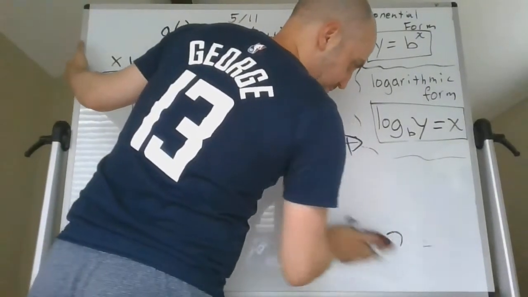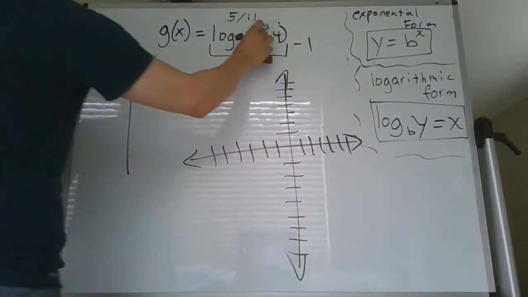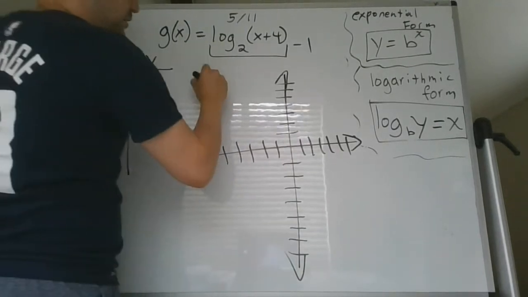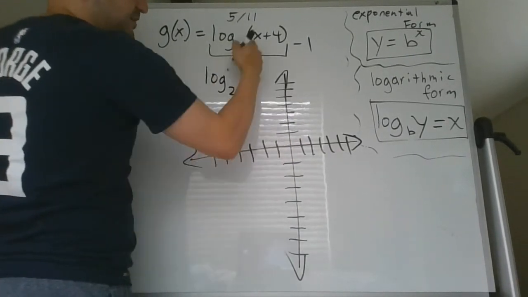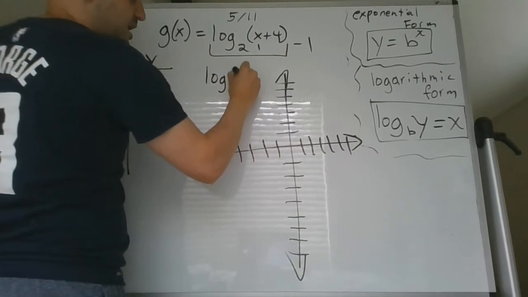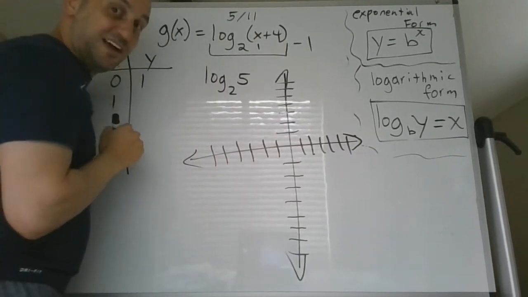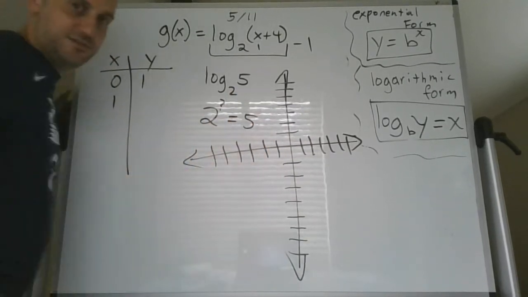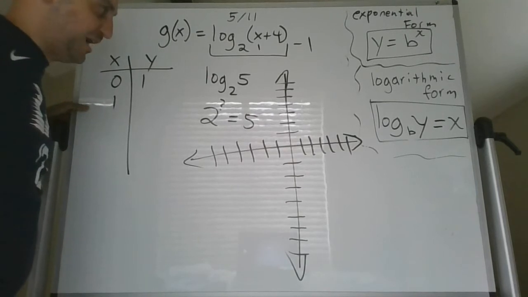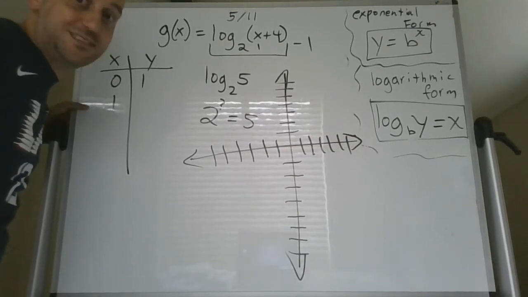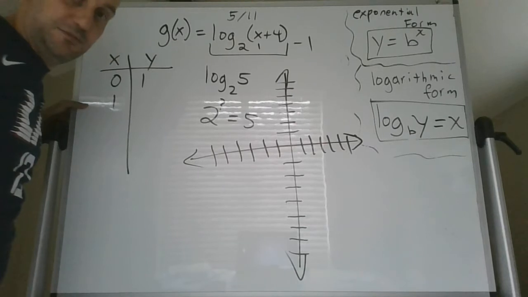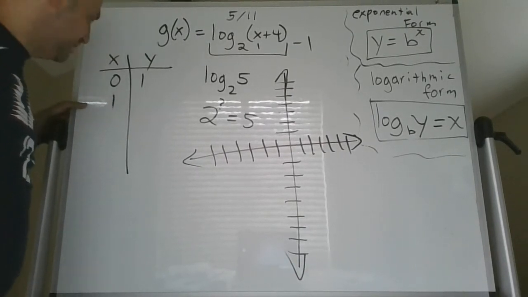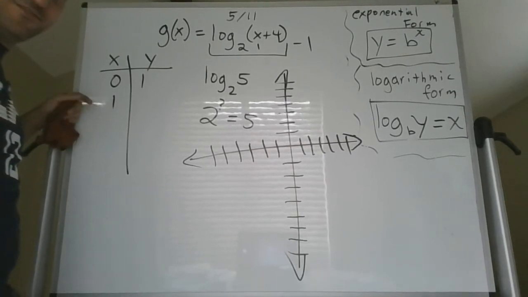Let me tell you what I mean by smart values. If I were to try 1, look what happens. If I plug in a 1 here, I get a 5. So let me ask you this question. Log base 2 of 5 basically means 2 to the power of what would equal 5? I'm sorry, sir. 2 point something. I'm not a calculator. I don't know 2 to the power of something that equals 5. It's not a whole number. It's a decimal. So I'm not going to plug in 1. Clearly, that's not a fun answer.